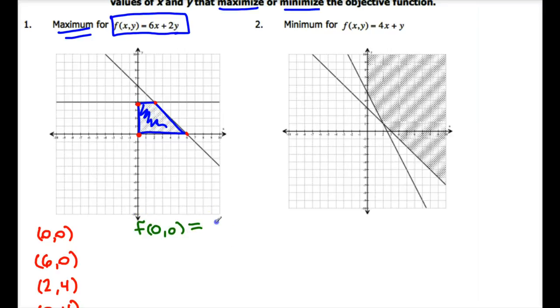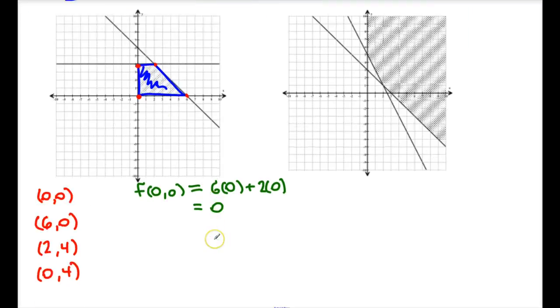And so to do that, I just need to plug in 0 for x and 0 for y. Well, when you plug in 0 for x and 0 for y, you get 0. Okay, now I'm going to find f of 6, 0. So that means I'm going to plug in 6 for x and 0 for y. So in this case, you get 6 times 6, which is 36, plus 0, so 36.